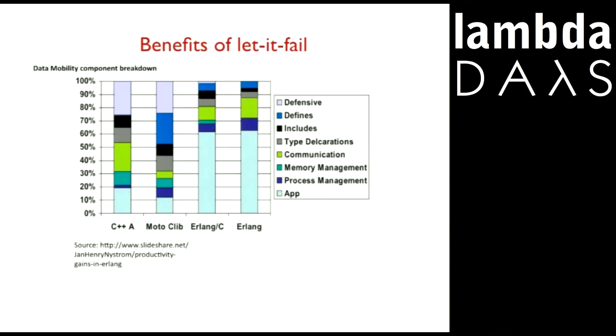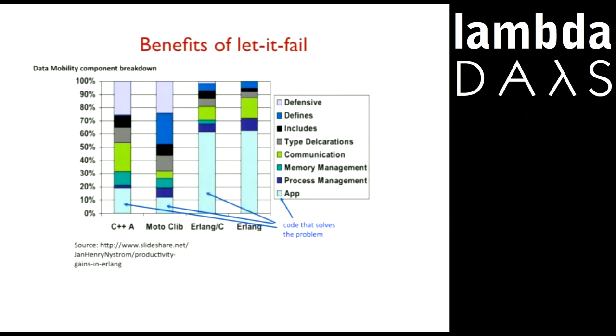And here's the outcome of the study that was done with Motorola by Jan Henry. So you have this code that actually solves the problem of the customer. This is what makes money at the end of the day. And here you have the C++ version of a component. You had a magnificent 19% of the code dedicated to solving the problem of the customer, and 81% of the code doing God knows what. Defensive programming, type decorations, communication, memory management. And then you go on and you have other versions where it does even less.